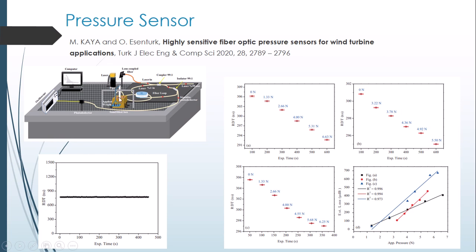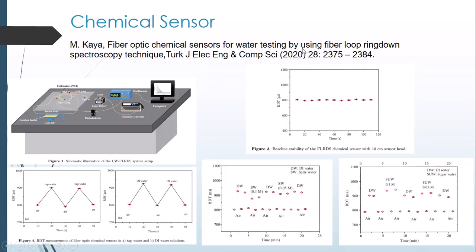And a different design: we designed a sensor on a pipe and embedded this pipe into sand in a box. When we applied pressure on the pipe, the fiber optic received the pressure, and depending on the pressure, the ringdown time changed in several different loops, and we published this work in the Turkish Journal of Electrical Engineering.